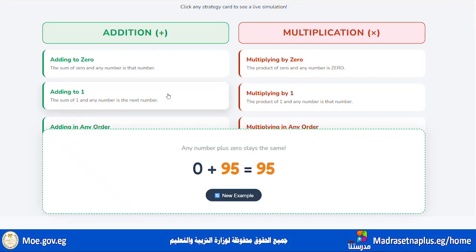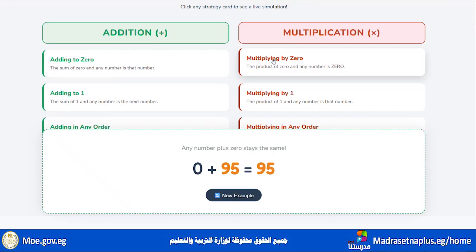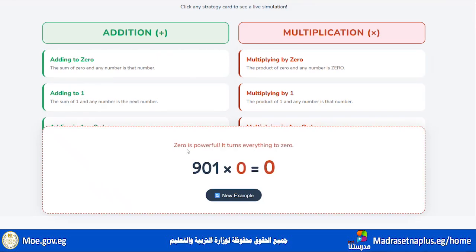Okay? What about multiplying by 0? 0 is powerful. It turns everything into 0. If you times any number by 0, we will get 0. You can see? Any number times 0 equals 0. So first one, adding 0, stays the same number; times 0 equals 0.